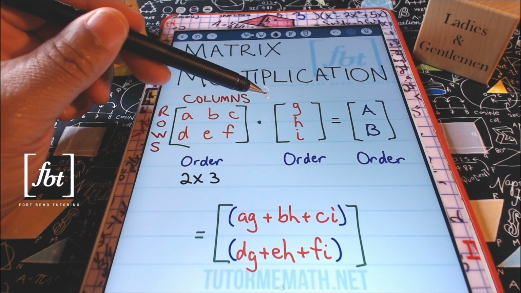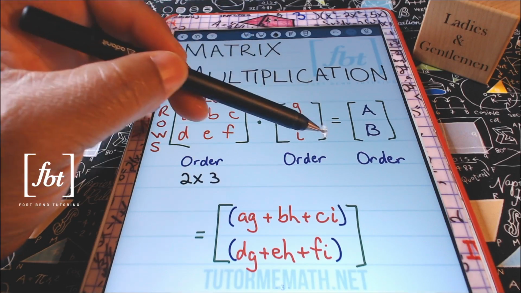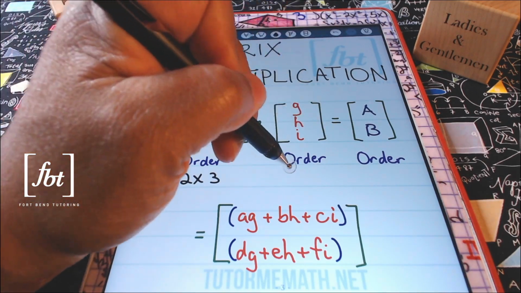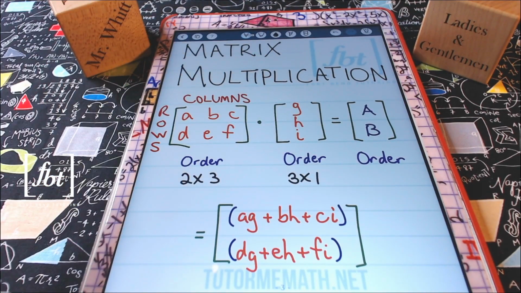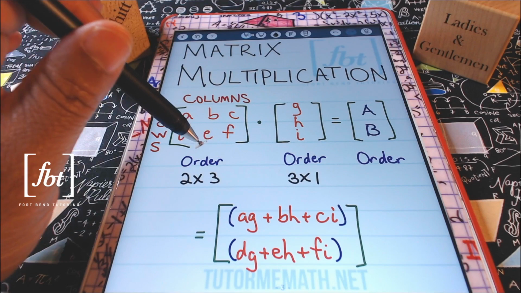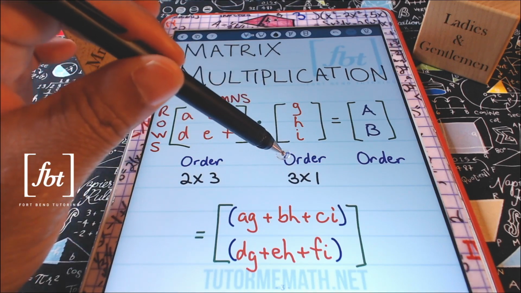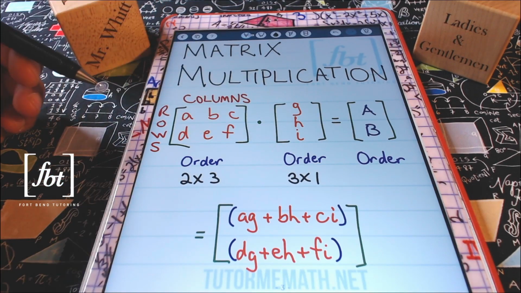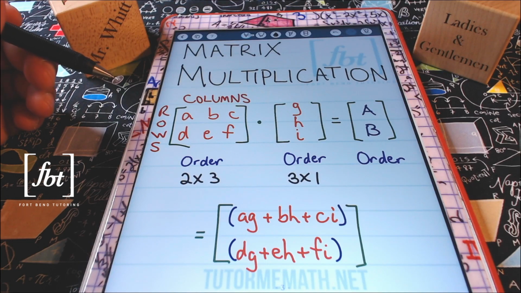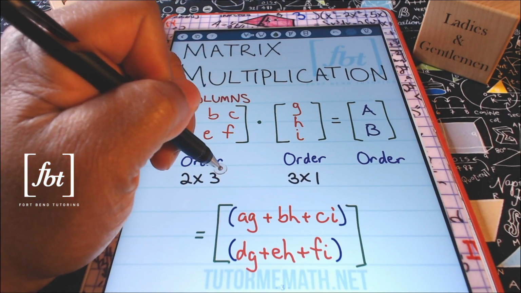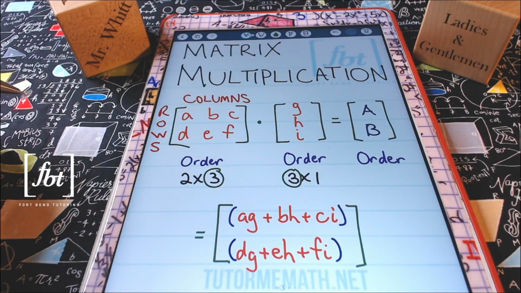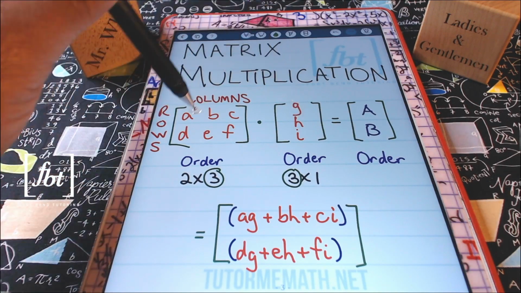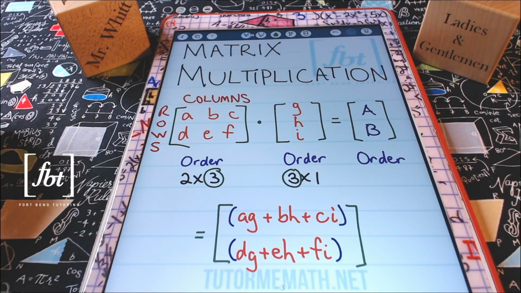Now, the second matrix that we have has 3 rows and 1 column. Therefore, the order of this second matrix is a 3 by 1 matrix. And you'll want the columns from the first matrix to match the number of rows of the second matrix when multiplying matrices. So let's highlight the fact that the columns of the first matrix and the rows of the second matrix matched. And that is going to verify that these two matrices can truly be multiplied together.